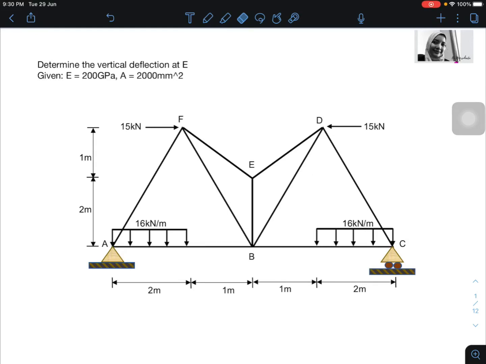Hi everyone, today I would like to share a solution for determination of deflection at a selected joint of a truss system using the virtual work method. I hope you're happy to learn this topic.